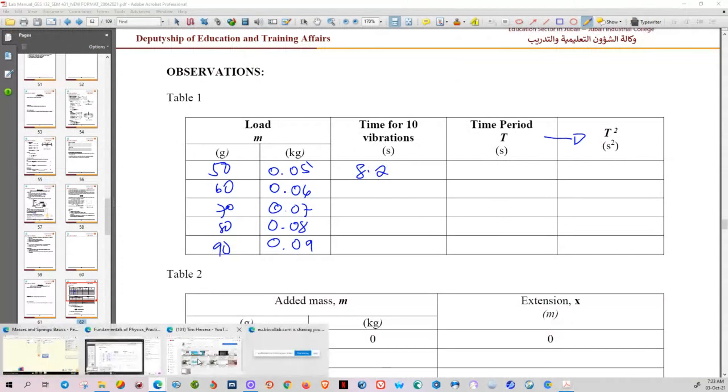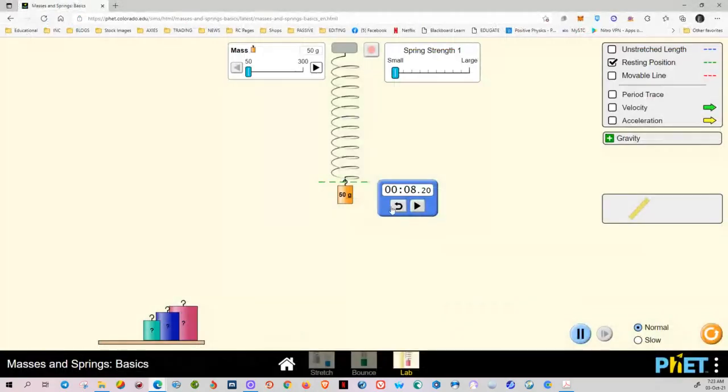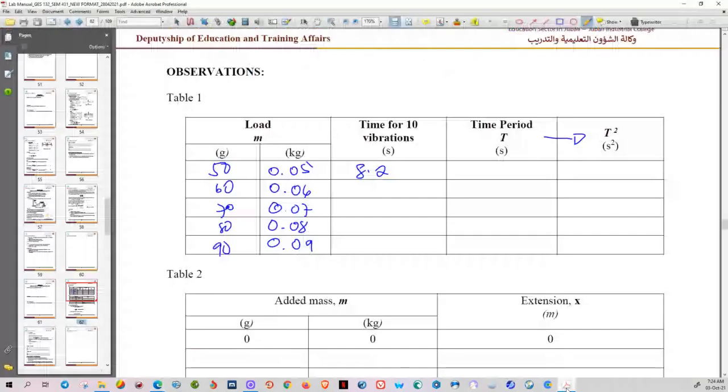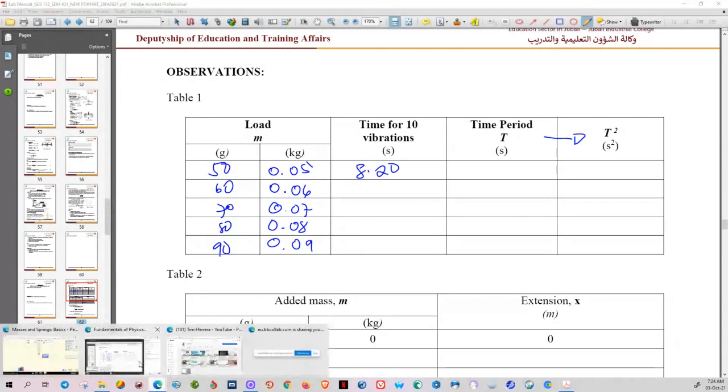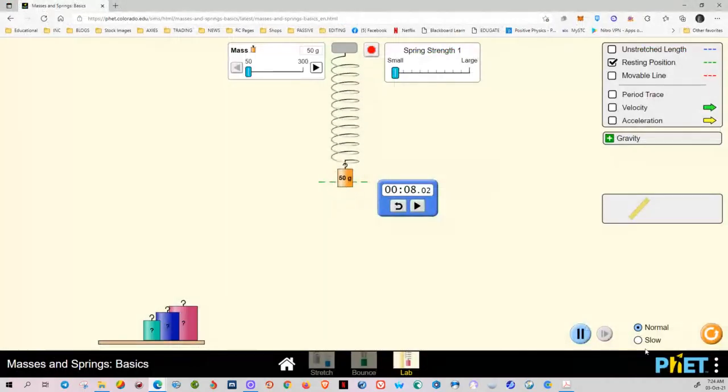Let's go back to our simulation. Okay, I will reset it. Reset. I'll place the mass at the line. 1, 2, 3, 4, 5, 6, 7, 8, 9, 10. So 8.02 and 8.20, I think it's fairly accurate, okay? So that's what you will do. If it's hard for you to take the timing, you can make it slow vibration here, okay? But don't fall asleep by taking the timing.